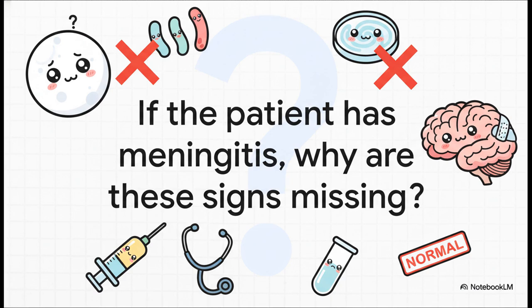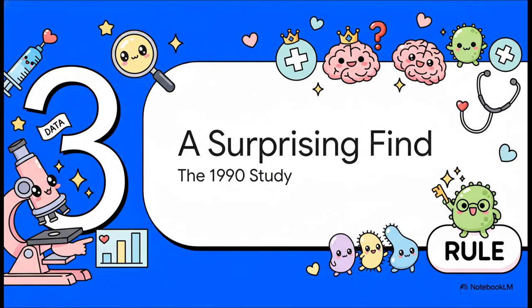If this kid really has meningitis, how could all three of those signs be missing? No army of white blood cells, no bacteria to see, nothing growing in the garden. How on earth could that test come back completely normal? Well, the answer, believe it or not, was buried in a medical study from all the way back in 1990. A study that found a super rare but incredibly important exception to the rule.